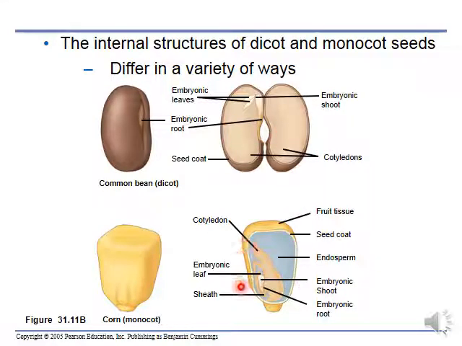A monocot, a little different. You have the fruit tissue here on the outside and the seed coat, but look inside here, you have something a little different. You have this sheath. You have the embryonic leaf, which is similar to a dicot, and then you have the shoot and the root here.